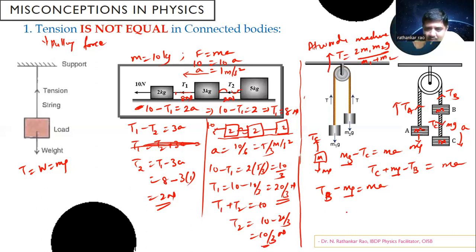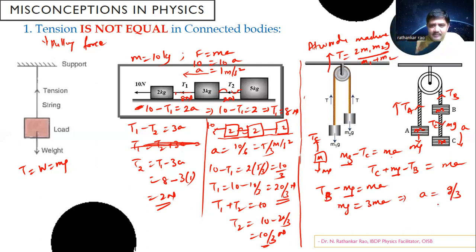This should now be equal to mg. On the right-hand side, what do we have? ma plus ma plus ma, 3ma. What I did was I just added all of them. So I should be getting the answer as a equal to g divided by 3. a equal to g by 3.